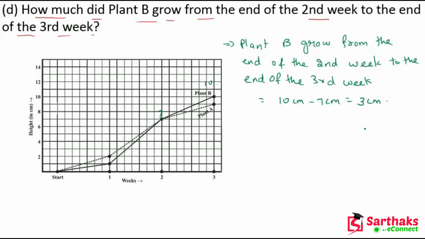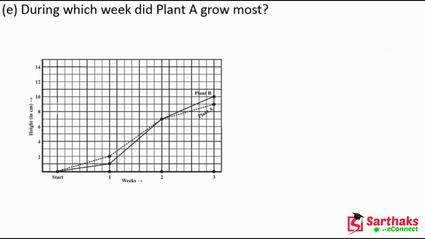So the result is 3 centimeters. Okay, yes, now the next question is, during which week did plant A grow most? So if you observe this, during the second week plant A grew the most.